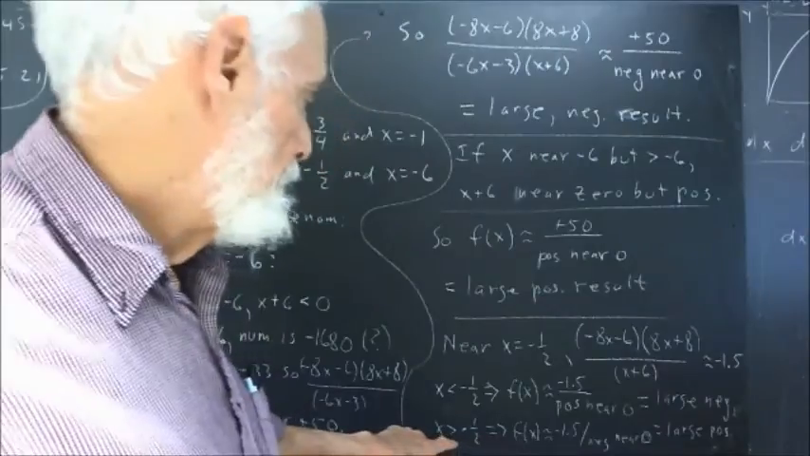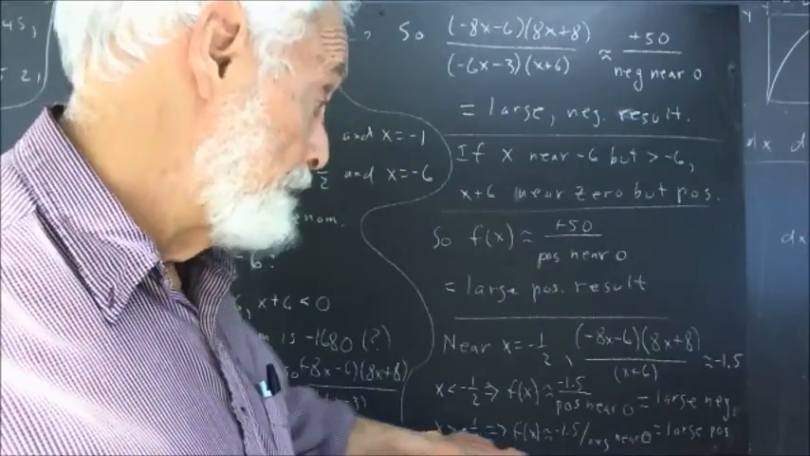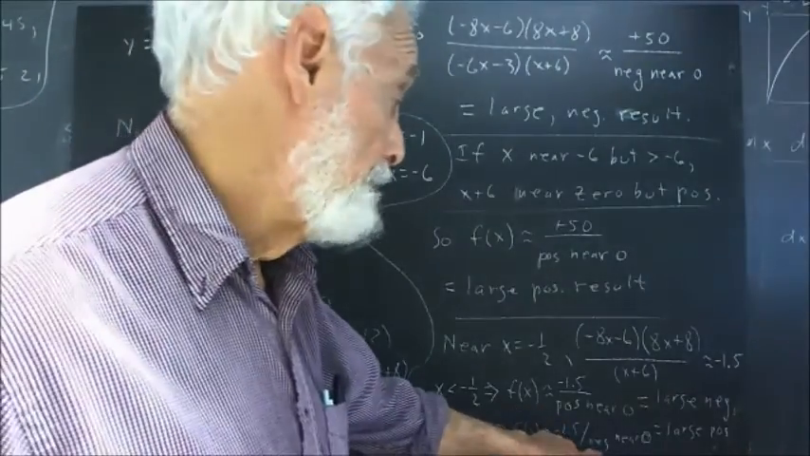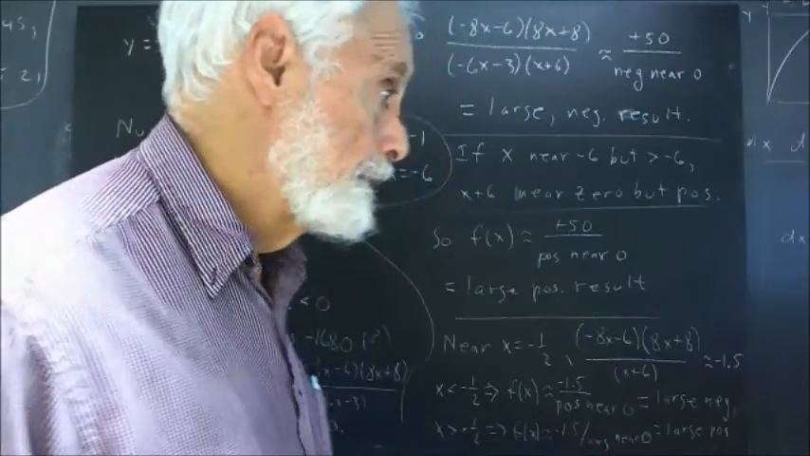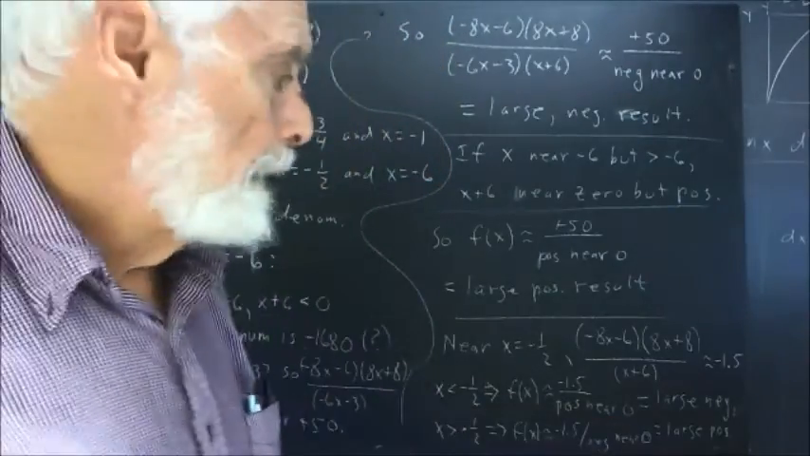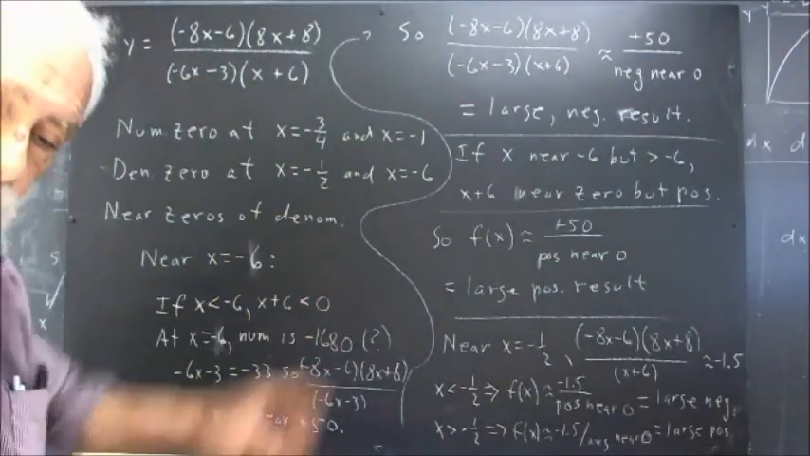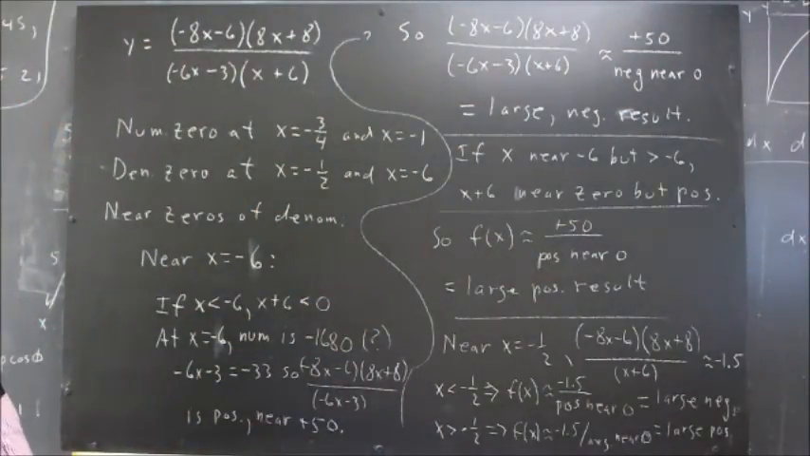And similarly, if x is a little bigger than negative 1/2, we're going to have negative 1.5 over a negative number near 0. I'm not sure that's completely legible, but that's going to give us a large positive result using just the reasoning that we've used throughout. Now, in the next clip, we'll construct the graph.